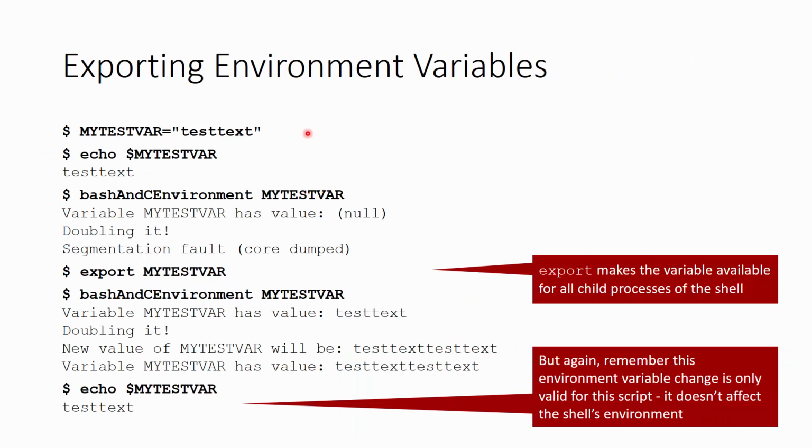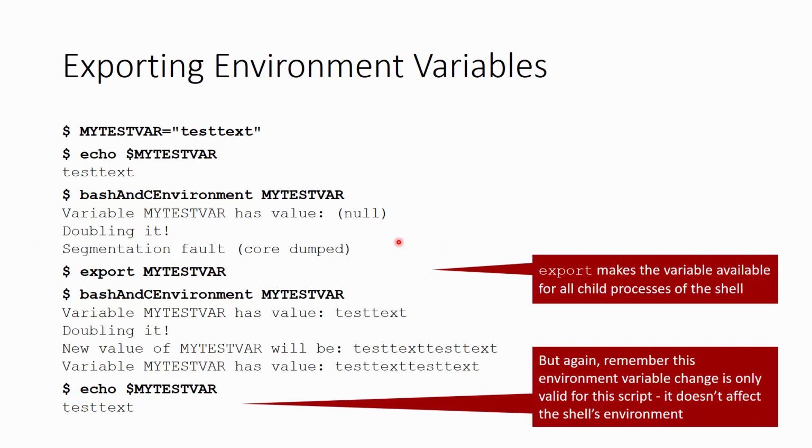So exporting, just again to talk about what export does, this demonstrates how the variable is made available to child processes of whatever process was using it, whatever process is after the export. So here we're going to set up a new variable called myTestVar. We'll set it equal to some string, test text in this case. Echo it out. There's our value. No surprise. Here we run our same program as before with myTestVar, and it tells us that the testvar has value null, and tells us it's doubling it, and then segfaults.